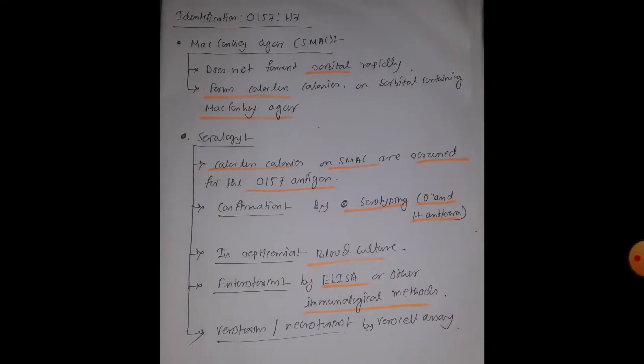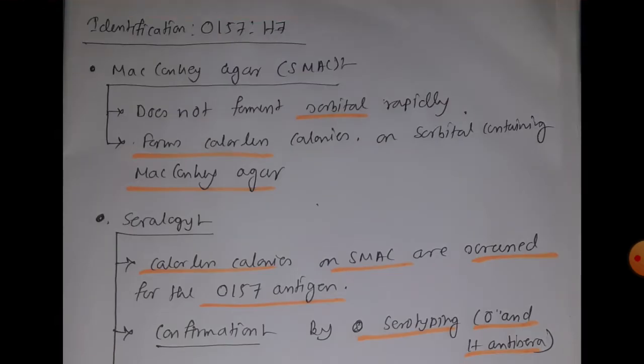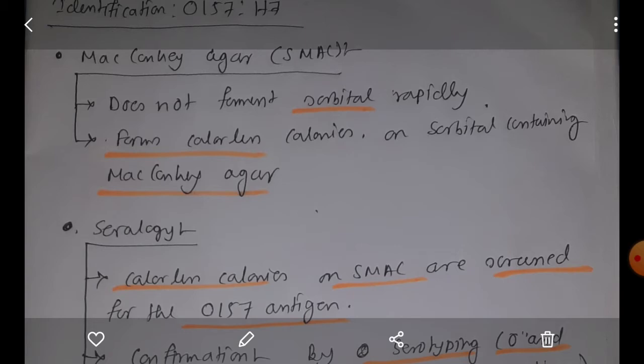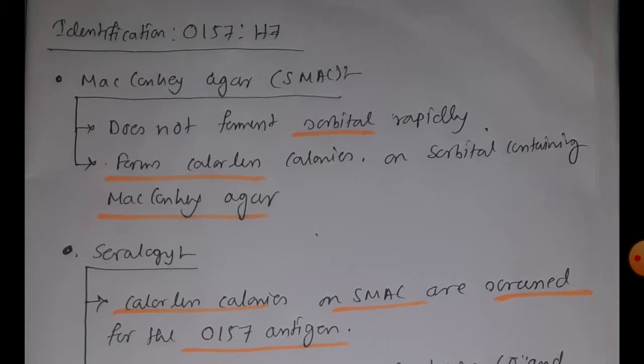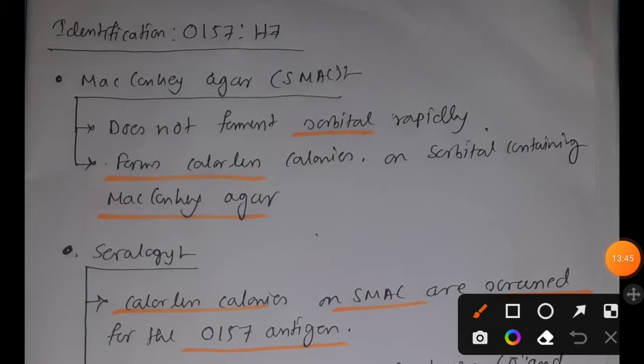Okay, so that is all about the pathogenesis. I hope you have learned it very well. Then let's talk about how you can diagnose your E. coli O157:H7 serotype. So you can use sorbitol-containing MacConkey agar. Okay, because this E. coli O157:H7, remember, is a non-fermenter of sorbitol. It cannot ferment sorbitol.